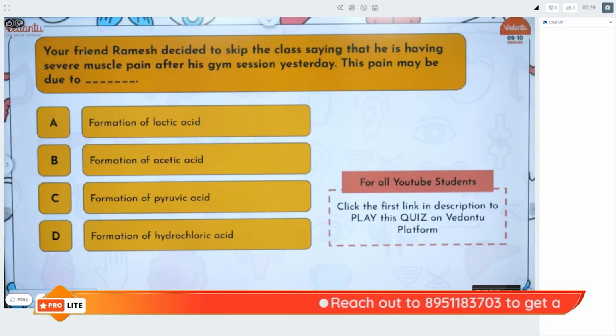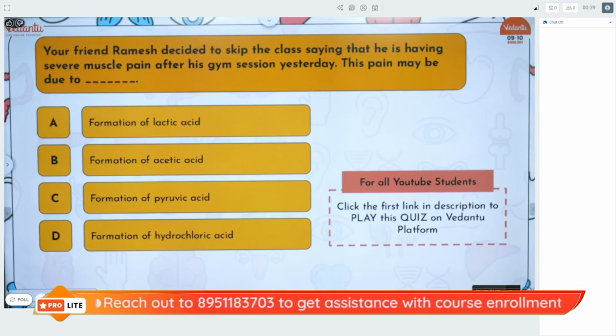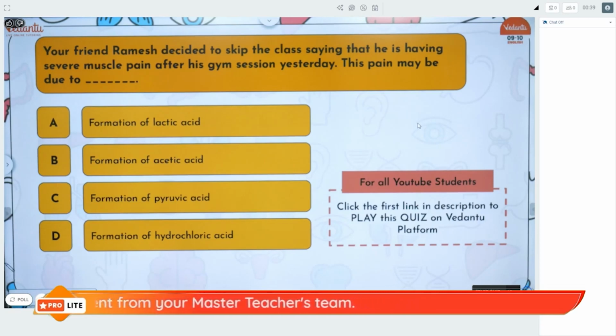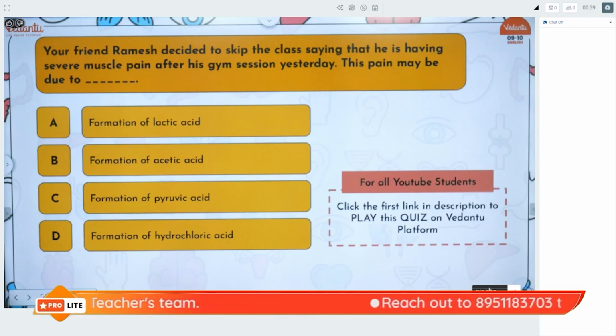Your friend Ramesh decided to skip the class saying that he's having severe muscle pain after his gym session yesterday. Why is he having muscle pain? Is it because of lactic acid, acetic acid, pyruvic acid, or hydrochloric acid? This is a super easy and a funny one. I want you to answer quickly in 15 seconds. 3, 2, 1, go.